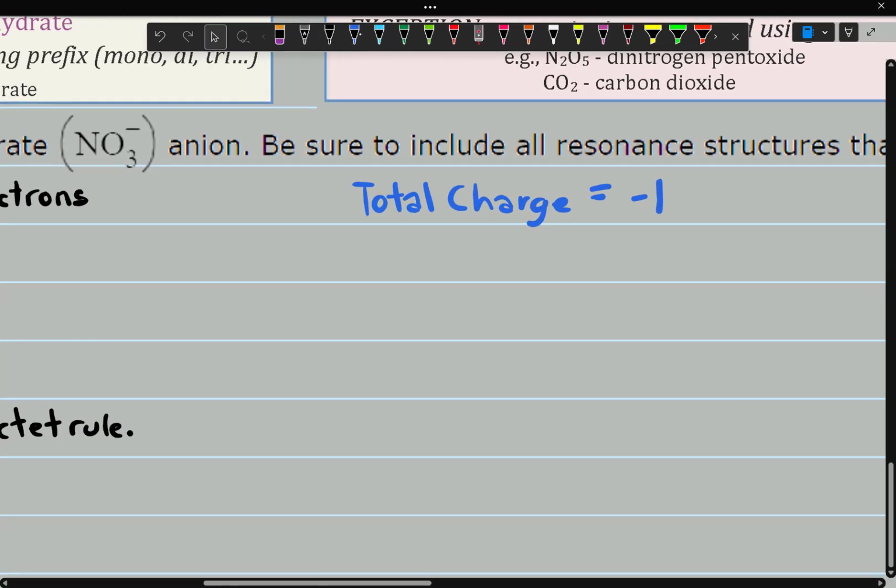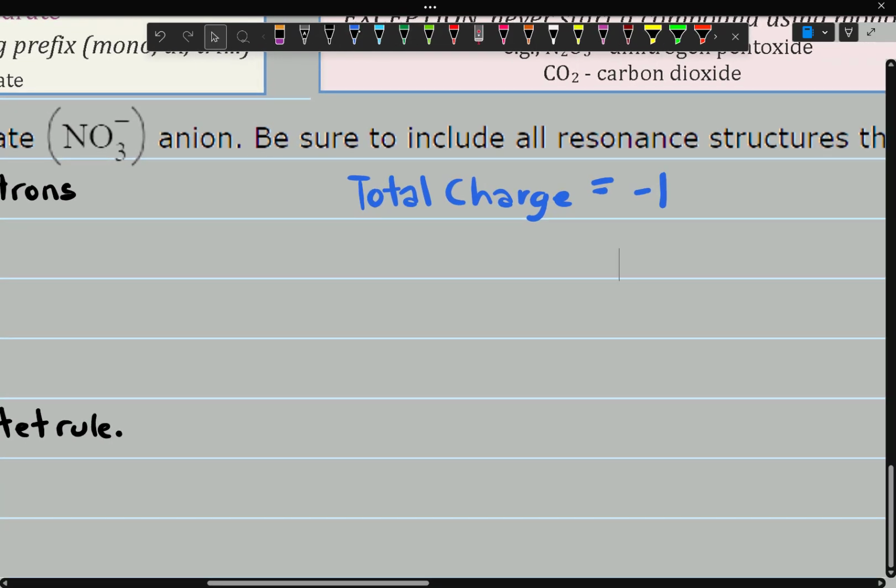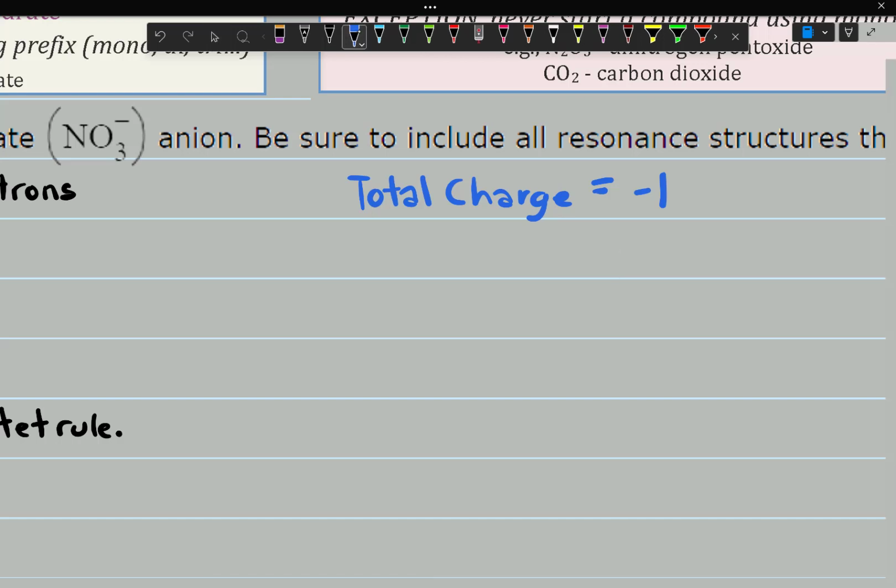So if we want to find out how many valence electrons in this polyatomic ion, then we only need to look at the group that each of our atoms is in. So we have nitrogen first off, and this is in group 5. So nitrogen is going to have 5 valence electrons. And then we have oxygen. And we have 3 oxygen. Oxygen is in group 6, so we know that oxygen has 6 valence electrons.